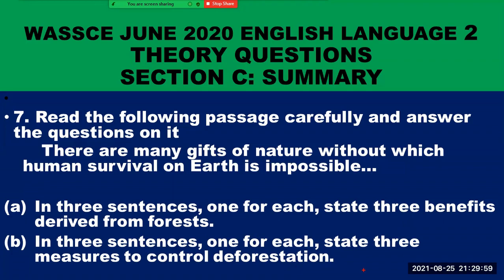Then question B, in 3 sentences, one for each, state 3 measures to control deforestation. So we are looking at benefits derivable from forests and measures to control deforestation. These are all key ideas discussed in the passage. And how do we know? Just by reading the question. So reading the question gives you already a clear picture of what the passage is about, so that when you start reading, you already know what you are looking for. All right. So now let's move a step further.